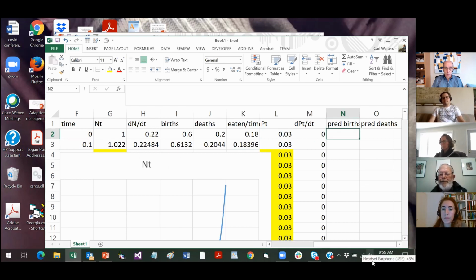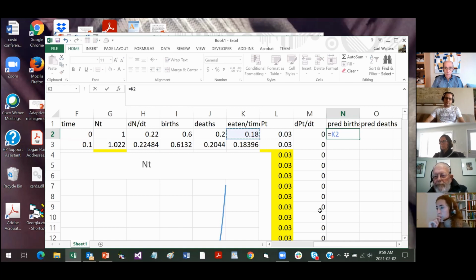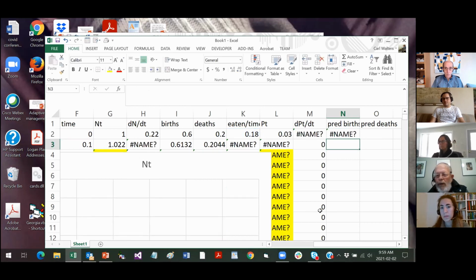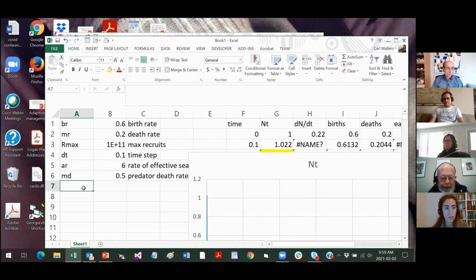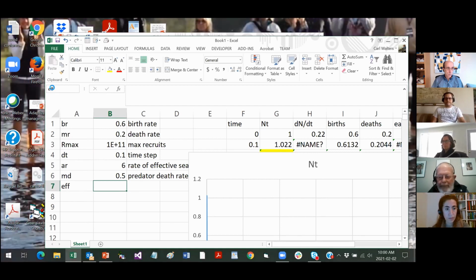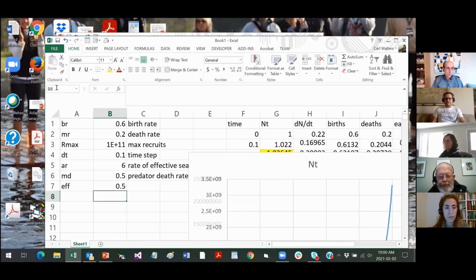Now, to give this thing some flesh, I'm going to assume that the predator births are basically equal to what they eat per time, times a conversion efficiency of what they eat into births. Oh my, it says, I don't know what an AFF is. Oh, I gotta go back over here and I'm gonna have an efficiency. I'm gonna name it EFF. And I'm gonna set it to 0.5.